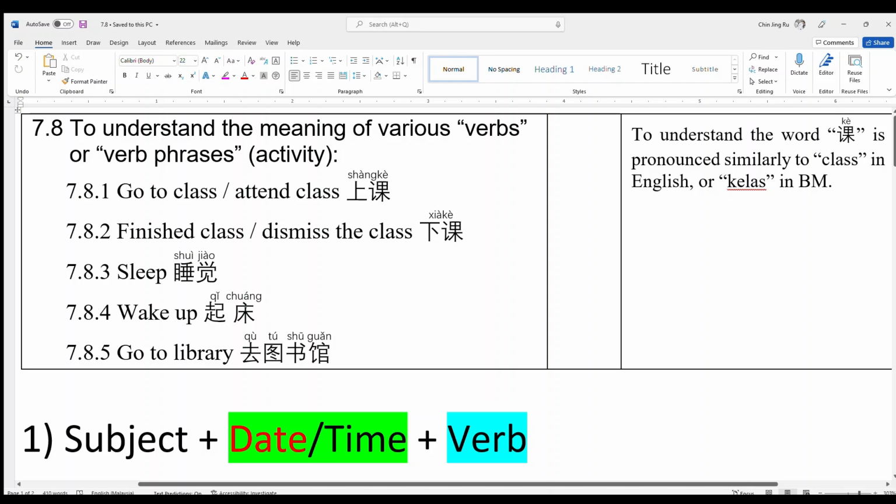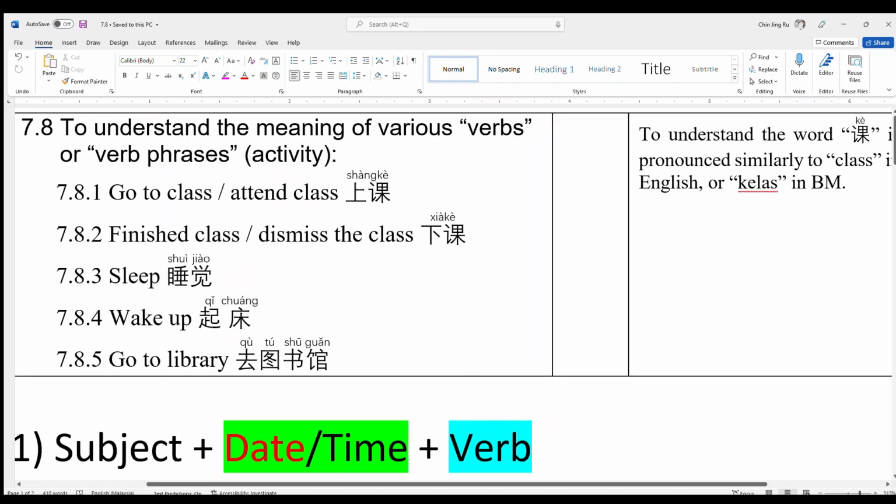Listen carefully to how I say it and you may repeat after me. So the first verb that you will learn here is go to class or attend class. These two words have pretty much the same meaning lah, yeah. In Mandarin, go to class or attend class is 上课. S-H-A-N-G 上 and then K-E 课, 上课.